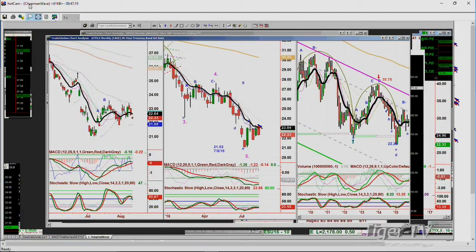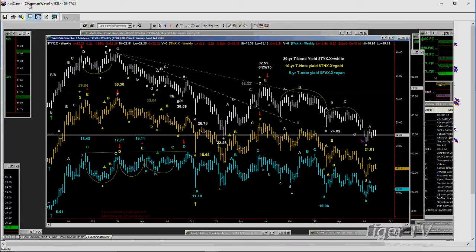I show this to my subscribers on my opening call. This is what I call the triple yield chart. This is the 30-year, the white one, which went down to 21.01 and it's bouncing. It hasn't gone above peak A right there, which is at 23.59. This is the 10-year, the brownish one, and that's still pulling back, went down to a low of 13.36. And here's the 5-year low, and it went down as well.